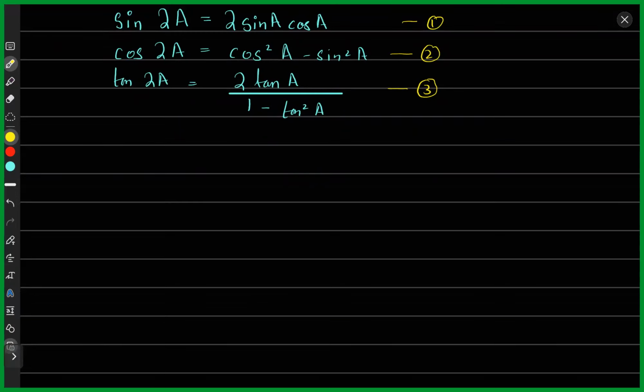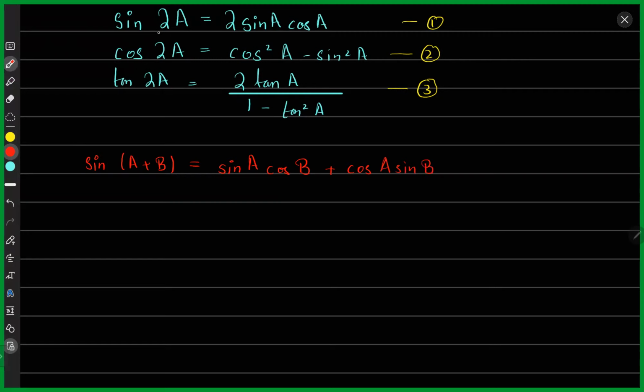Now, okay, we know sine a plus b is equal to sine a cos b plus cos a sine b. This is what I know.